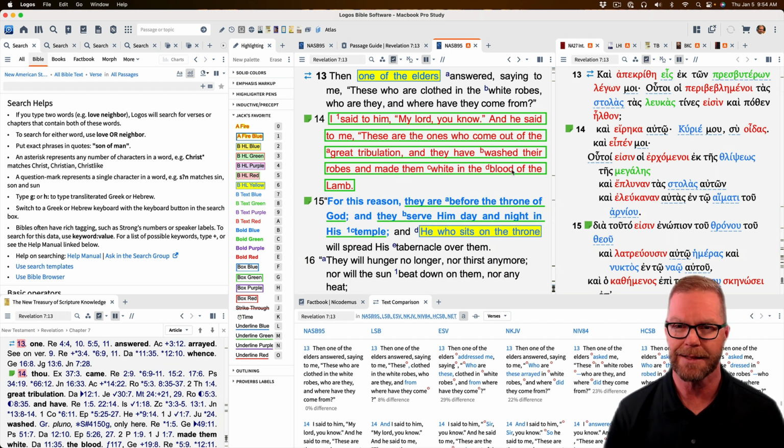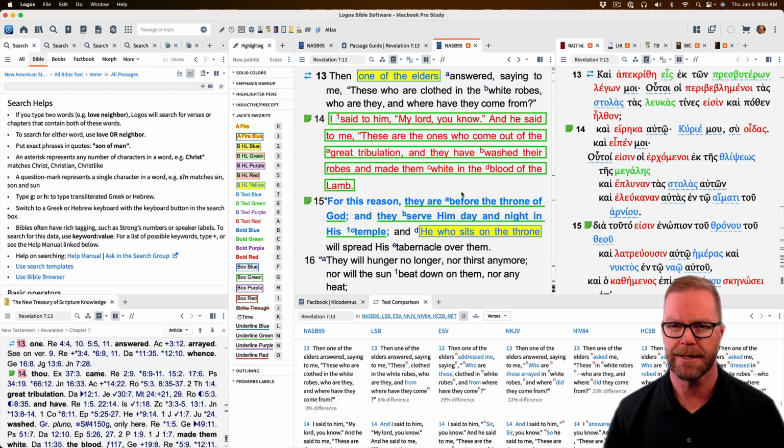So what I'm taking this to mean, who come out of the Great Tribulation, is that the elder is using this as he describes to John where those clothed in white have come from, and he uses the Great Tribulation to describe the whole thing, all of Daniel's 70th week, the time of Jacob's trouble, the Great Tribulation. And the other part of the question, and they have washed their robes and made them white in the blood of the Lamb. So we're going to talk about that.